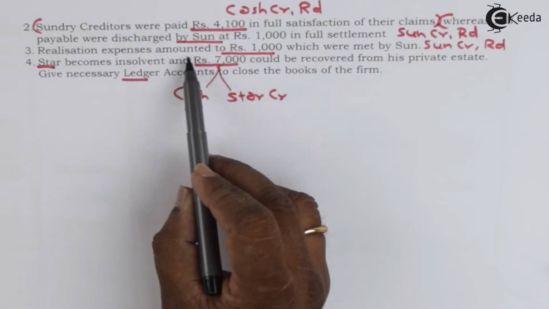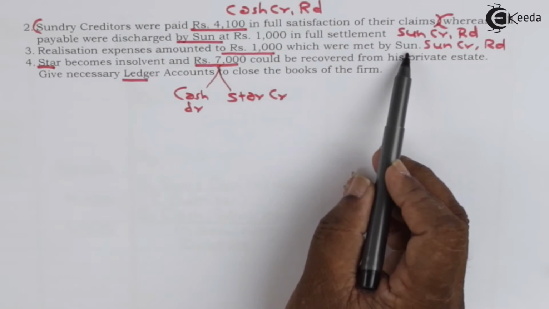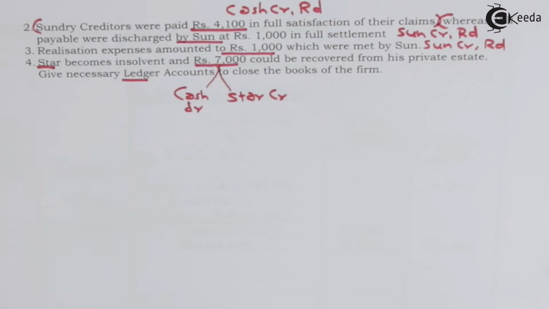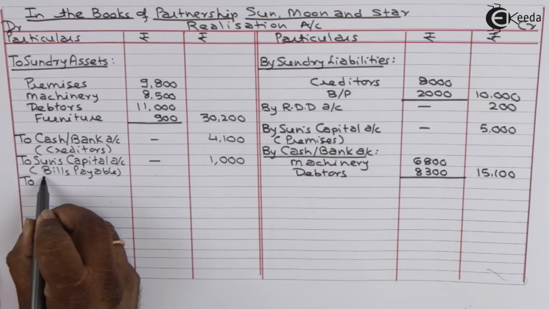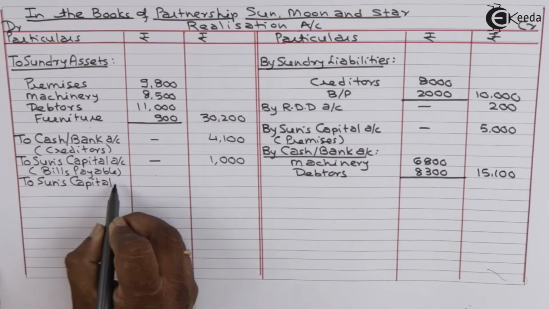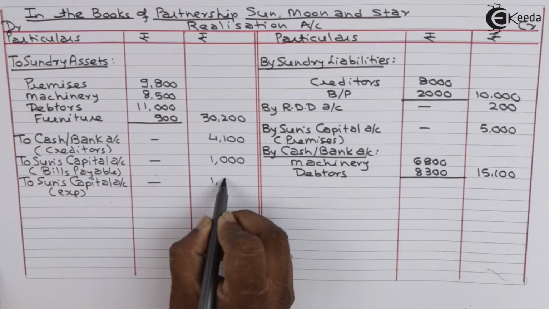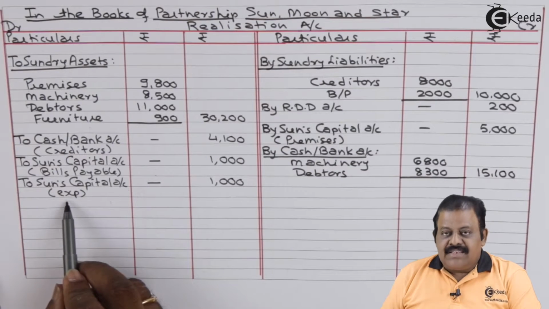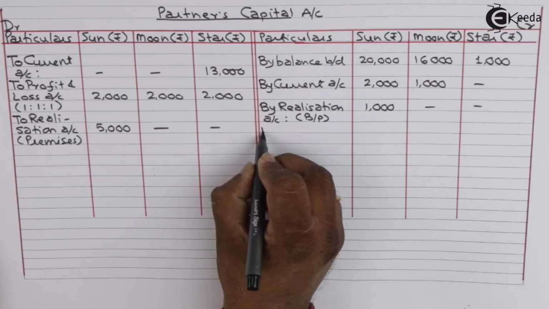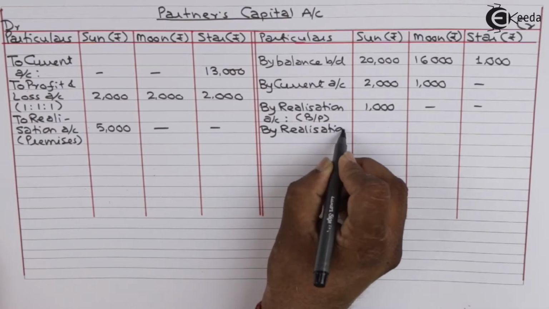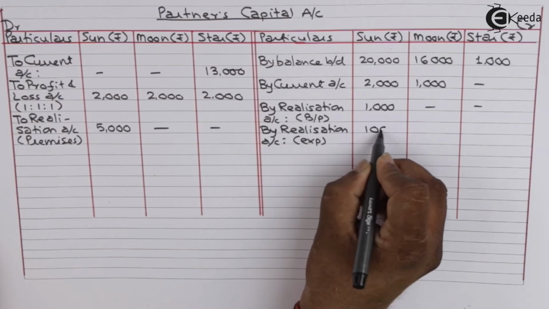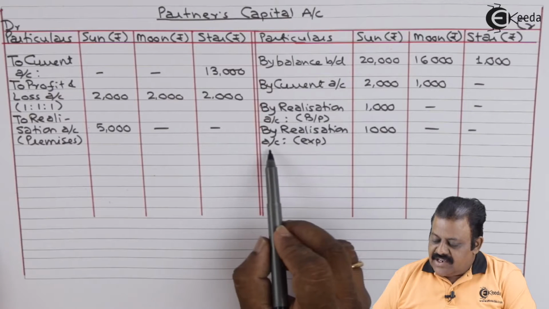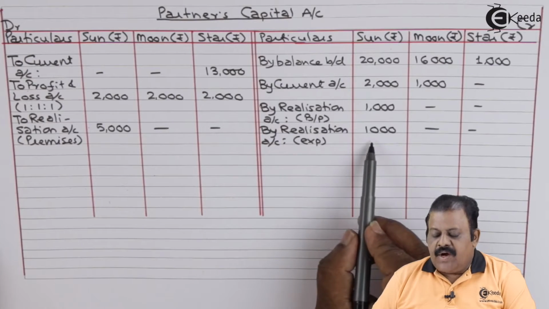Realization expenses amounting to 1,000 were met by Sun, that is, paid by Sun. Sun's capital account will be credited and realization account will be debited. Realization account debit to Sun's capital account for realization expenses paid 1,000. Partner's capital account credit, Sun, by realization account for expenses paid 1,000.